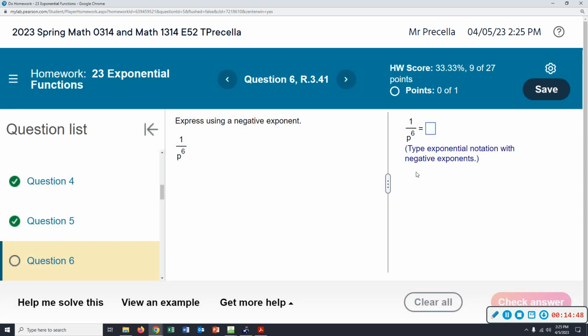Okay. Problem number 6. Is this one hard or not that hard? Okay, it's 1 over p to the 6th, and we're going to write it with a negative exponent.